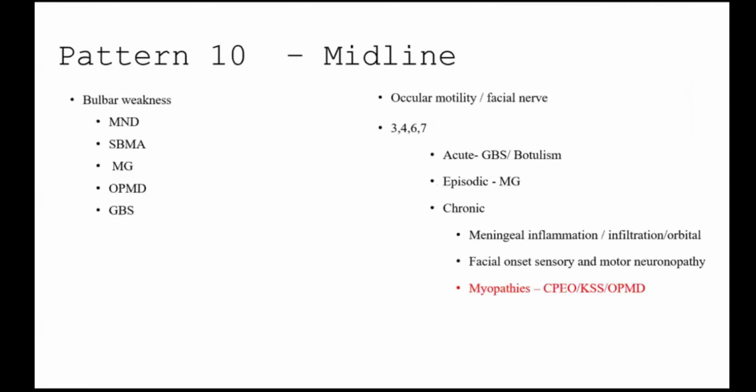The last pattern is the midline pattern. So midline patterns give rise to bulbar weakness, external ocular muscle weaknesses, and facial weakness. So if it's an acute patient, we have to think of GBS unless proven otherwise. Then we also think of myasthenia gravis if it is episodic with fatigability. Then, of course, your individual cranial nerves can get affected due to many other pathologies.